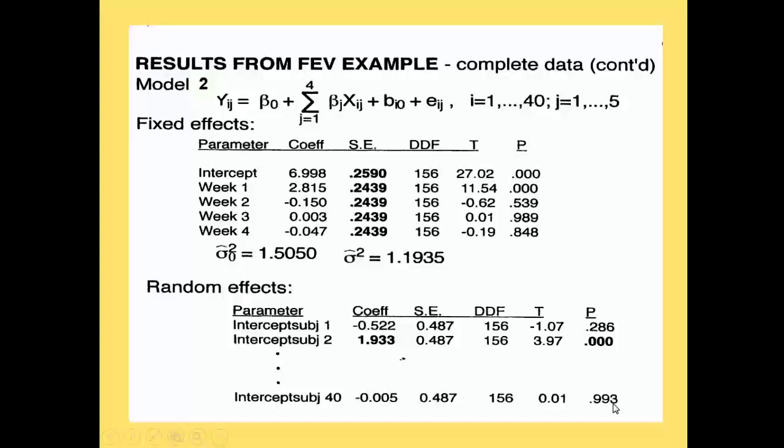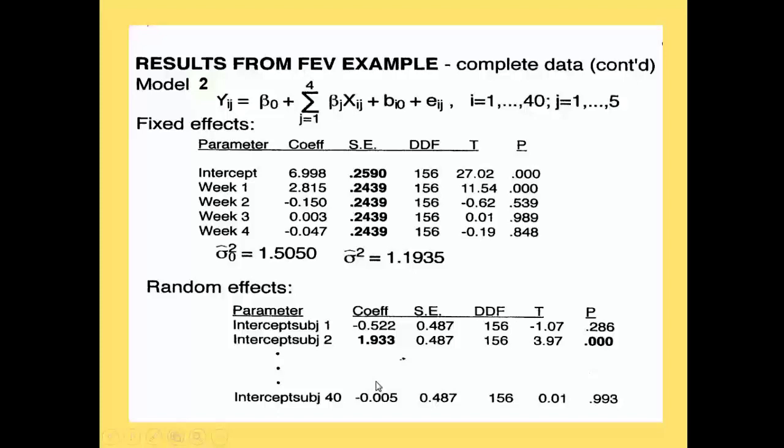Okay. Now, can you tell me what this is? Well, there's 40 subjects. You have a random intercept. So this is the estimated random intercepts for each of the 40 subjects using this model too. That's what it is, okay? So you're getting 40 different B estimates, and you're getting whether they're significant or not. So that's for model two, okay?